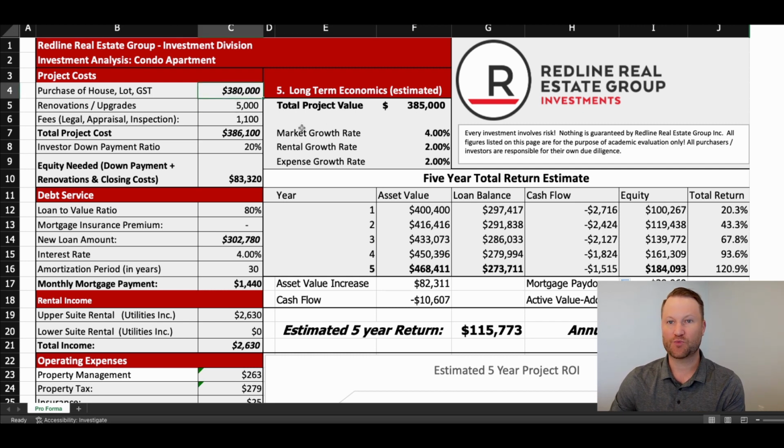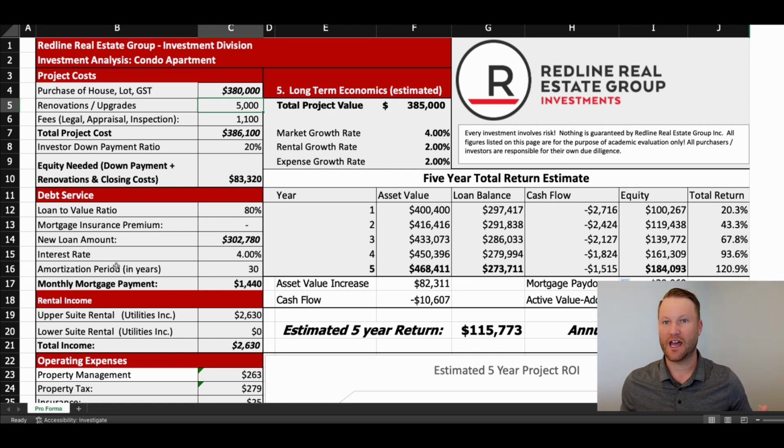I put in the purchase price of this condo. It's $380,000. For renovations amount, I put in a little bit less than what we had in the single family investment. And that's kind of what you want if you're investing in condos. You don't want to have the outlay of cash for your down payment and also a big renovation amount too.